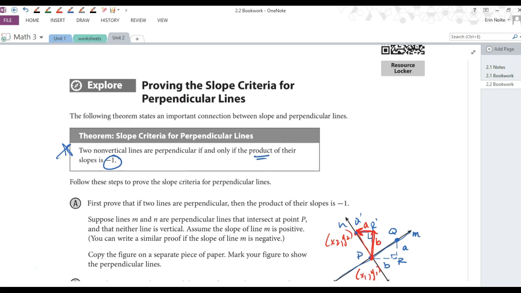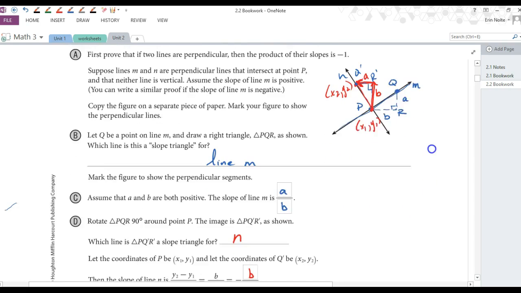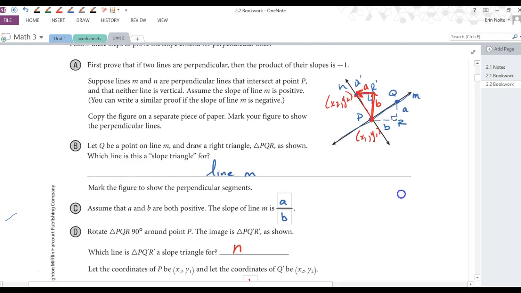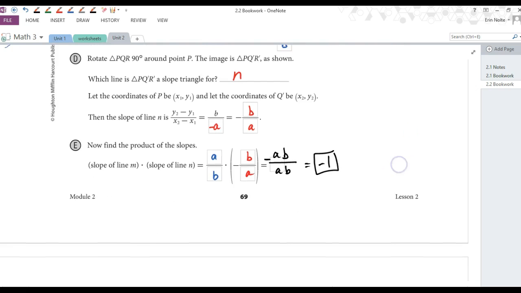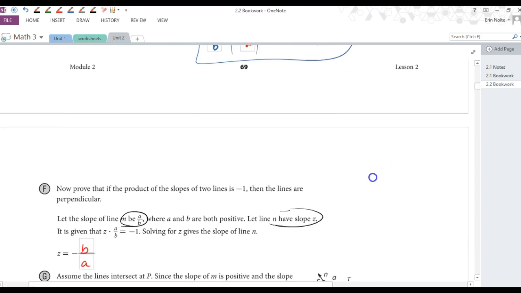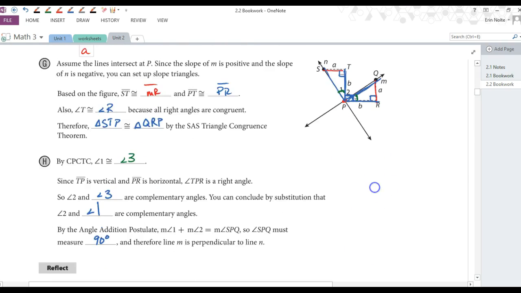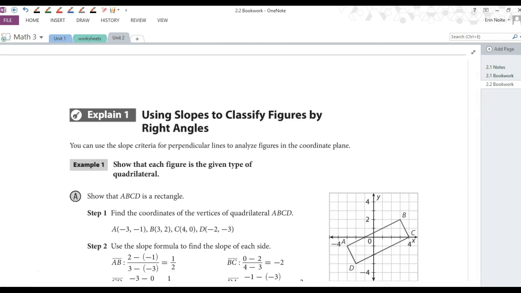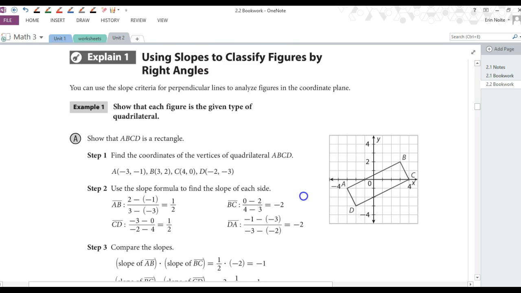Okay, so this first part of this book goes through this generic setting and proves the whole idea that, yes, in fact, if you multiply two perpendicular slopes, they do equal -1. So that's this piece right here. I'm just going to go straight past that, and hopefully you realize that if you multiply two slopes together and get -1, you know they're perpendicular.